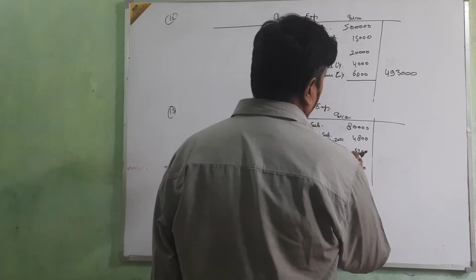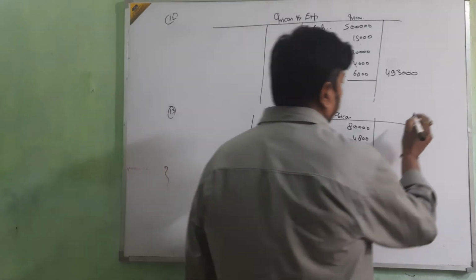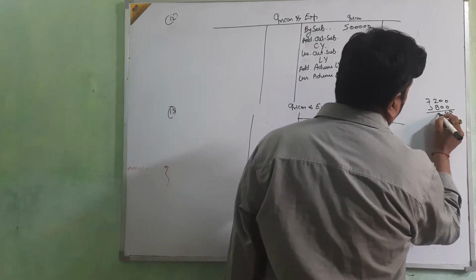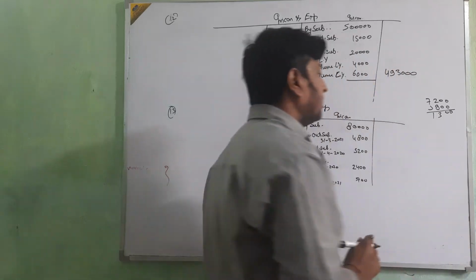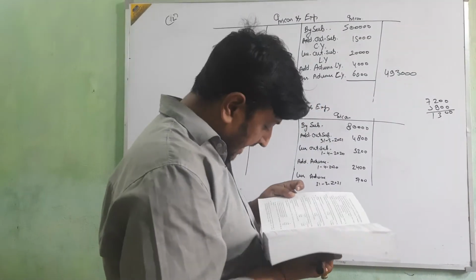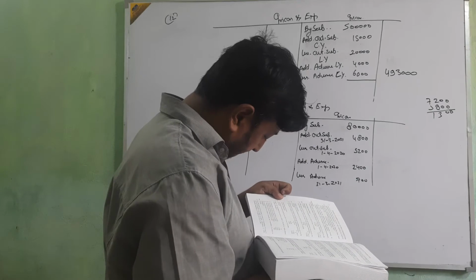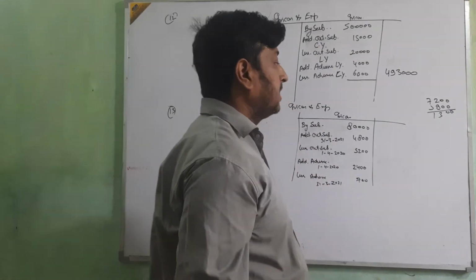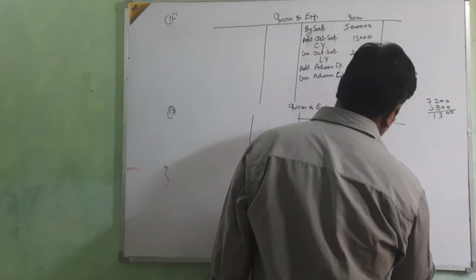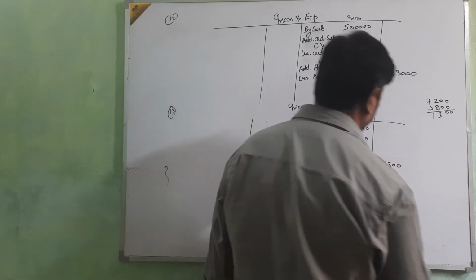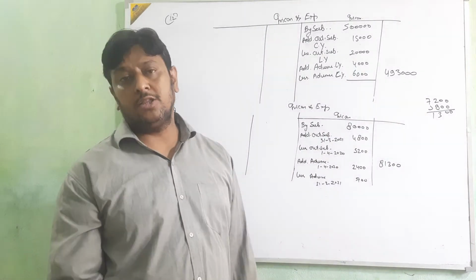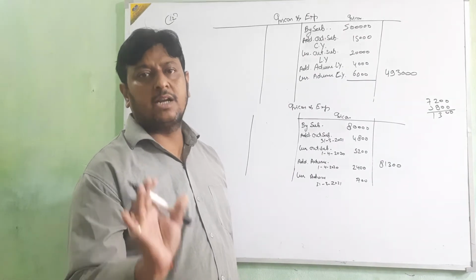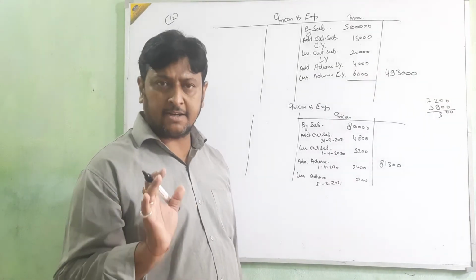Okay, and 5,200 and 700 is 5,900. 7,200 and 5,900 means 1,300 is in plus. In the positive side, add will increase, so 1,300 added to this amount, 81,300. Okay beta, this is the way we present. Clear?